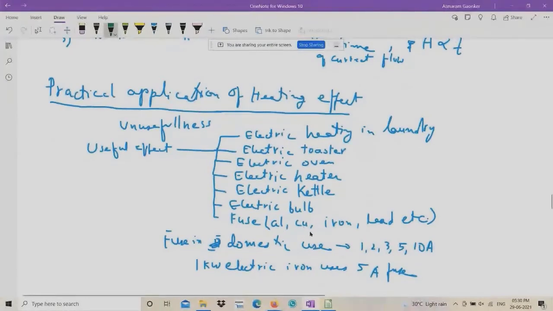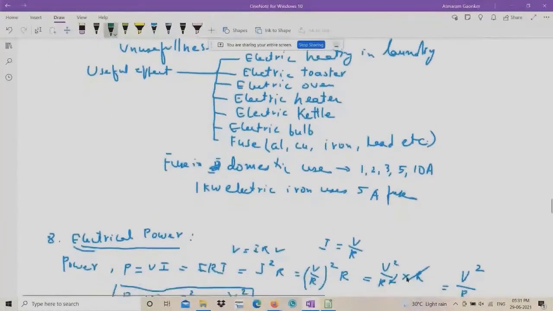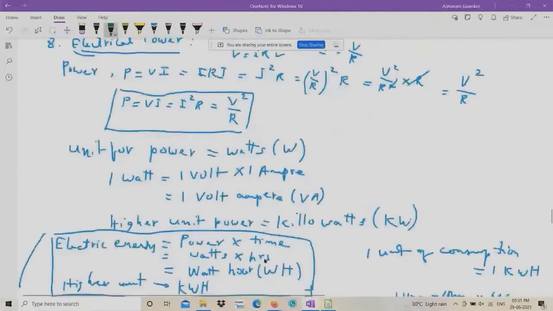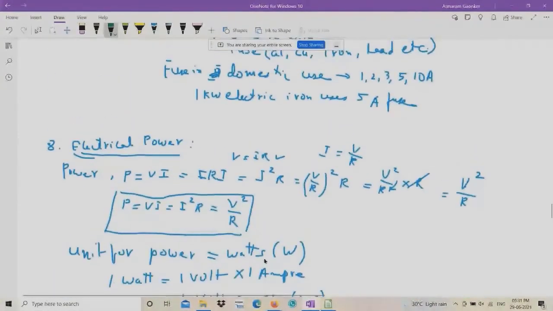Fuse is made up of aluminum, copper, iron, lead, etc., which breaks the circuit when the current is exceeded. It gets fused because of the heating. So fuses in domestic use are 1, 2, 3, 5 and 10 amperes. A 1 kilowatt electric iron has a 5 ampere fuse, and if it is a higher one, then you will have a 15 ampere fuse. And the last part remaining is electric power.